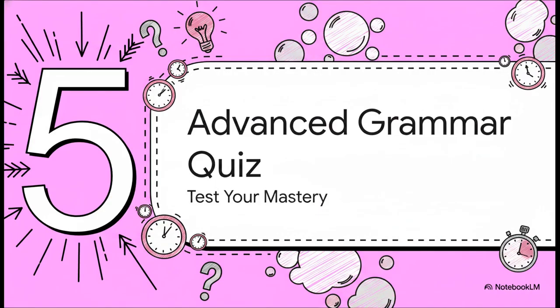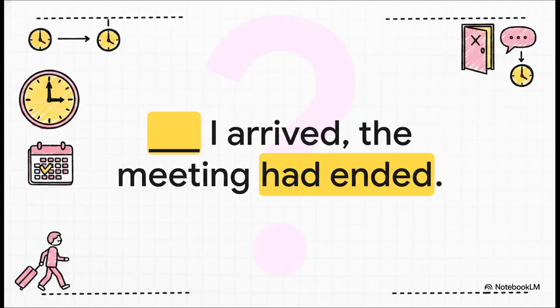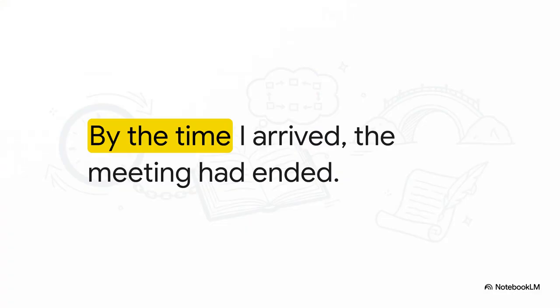Okay, Section 5, Advanced Grammar Quiz. Let's test your mastery. All right, fellow students, it's time to see what we've learned with a rapid-fire quiz. I want you to fill in the blank before I reveal the answer. First challenge: blank, I arrived, the meeting had ended. Which connector perfectly shows the meeting was completely finished before you even got there? Think about our timeline. The correct answer is by the time. By the time I arrived, the meeting had ended.